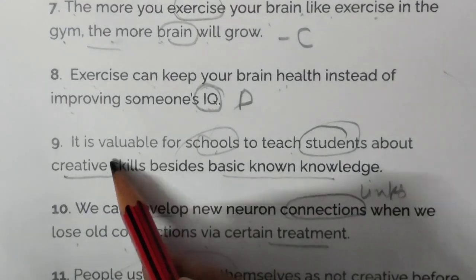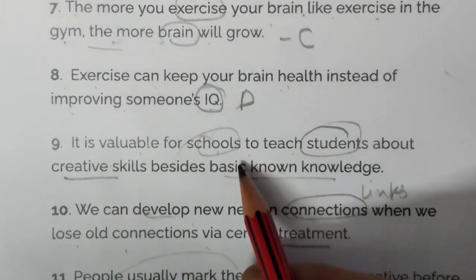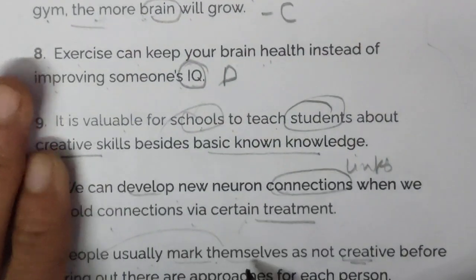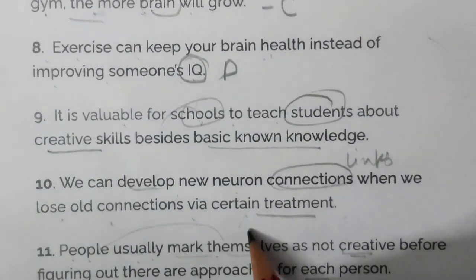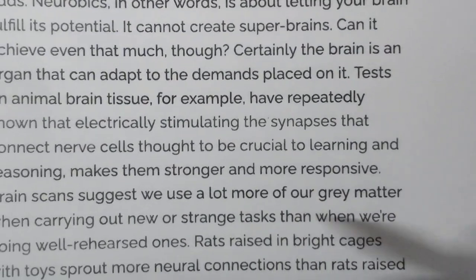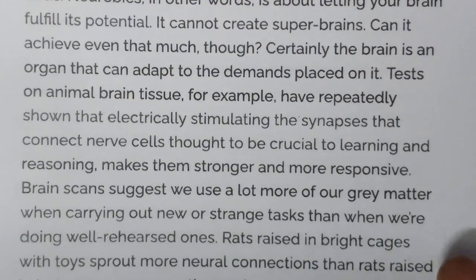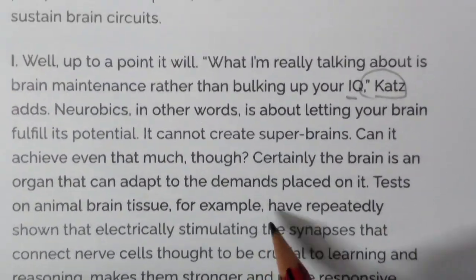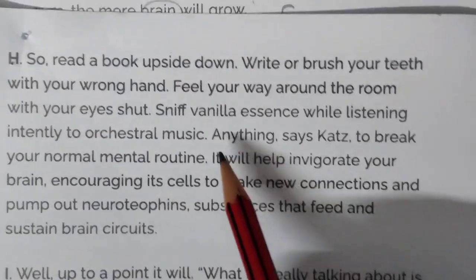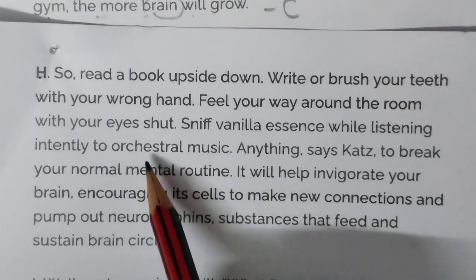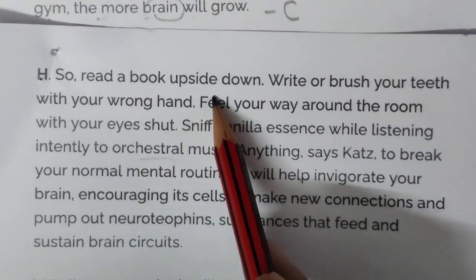Now we have left: it is valuable for schools. If you can't find it like this, then you can find your keywords, and then find out which person has said this sentence. Now let's find school, student, something like that, music.